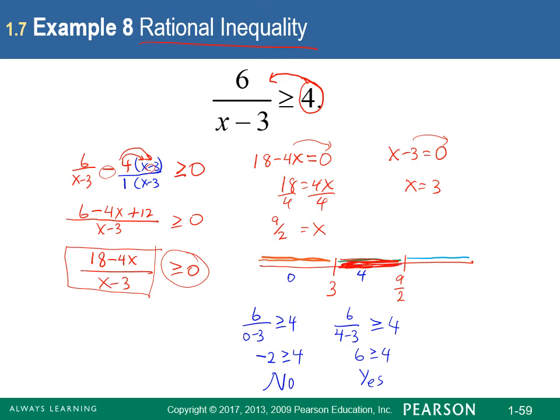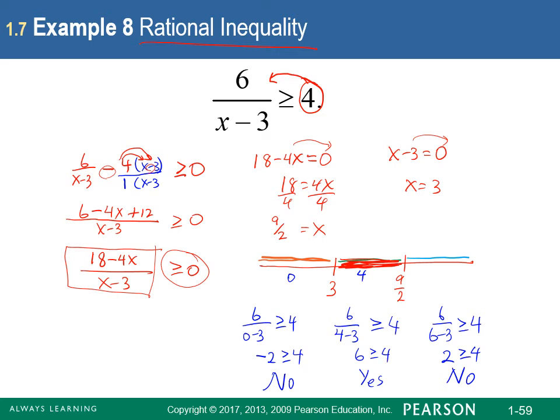We finish out by trying a number to the right of the 9 halves. Now that's 4.5, so we could use, say, a 6. So if we do 6 over 6 minus 3, we want to know, does this work? 6 minus 3 is 3. 6 divided by 3 is 2. So is 2 greater than 4? And so the only shading is there in the middle.